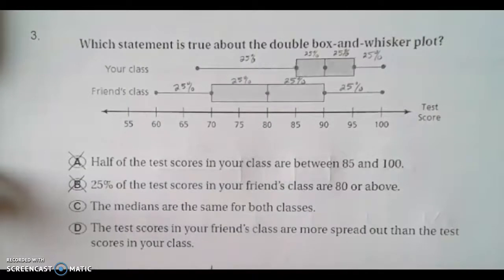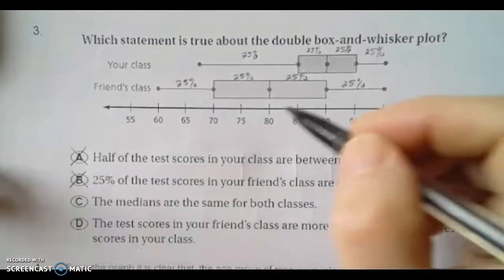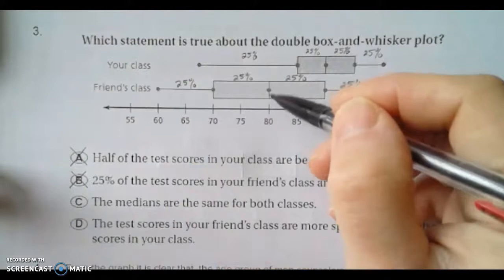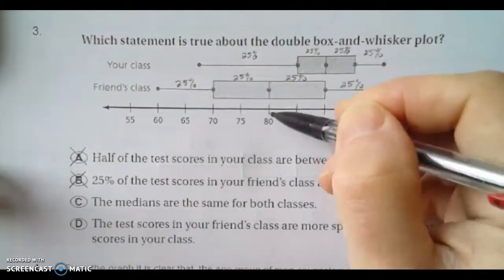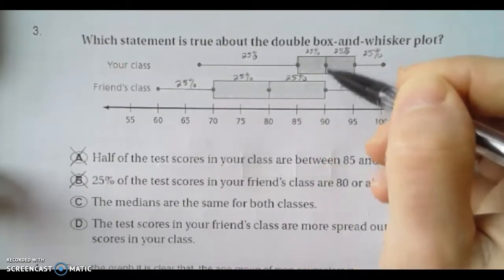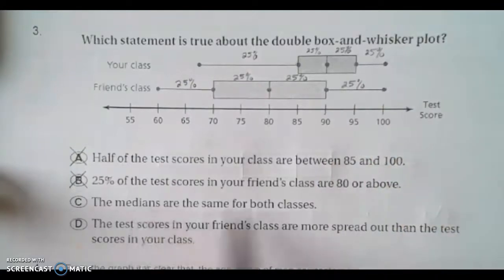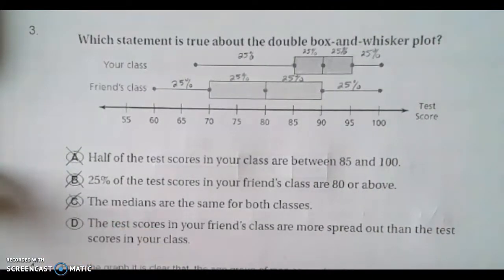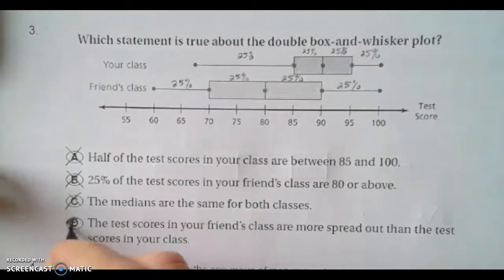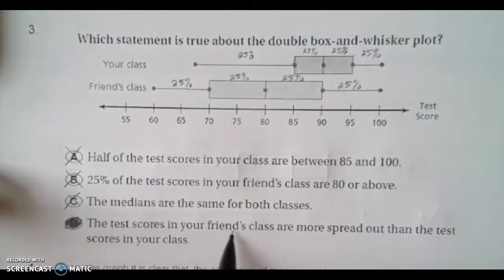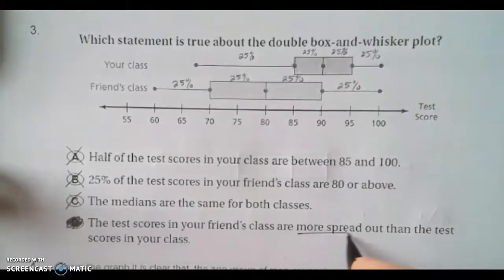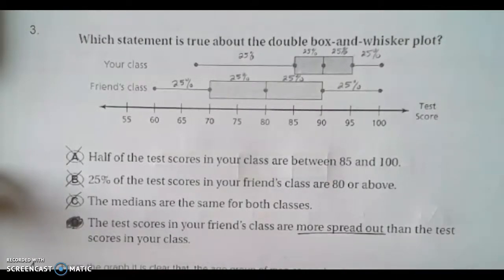Letter C says that the medians are the same for both classes. That's really easy to look for. In your friend's class, the median score right here is an 80, but in your class, the median score right here is a 90, so they're not the same. That's false. So it has to be choice D. Choice D says the test scores in your friend's class are more spread out than the test scores in your class. When they're talking about how spread out the scores are, they're talking about the range.